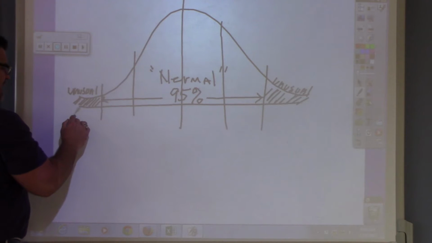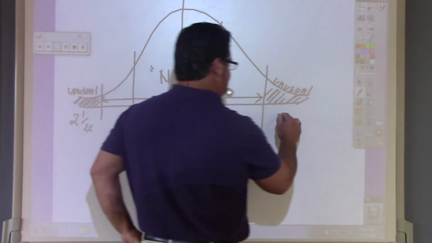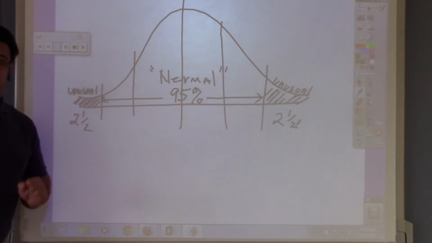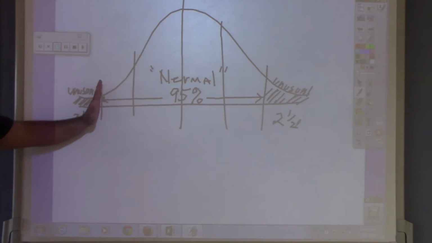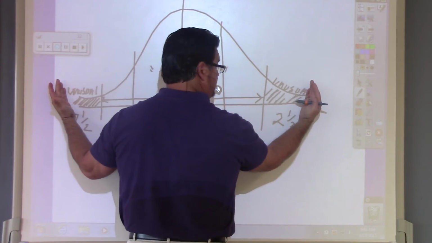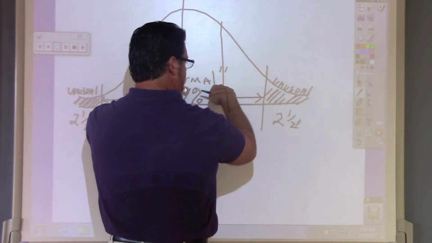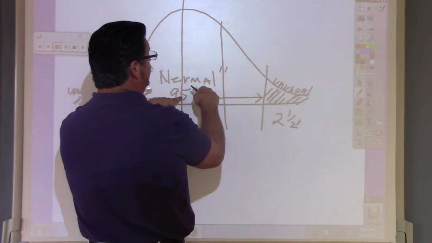So that's 2.5 cents here, right? And 2.5 cents here, right? So, if you have something less than 5% or 5 cents, it would be unusual. Anything more than 5 cents would dump it in normal. You understand?